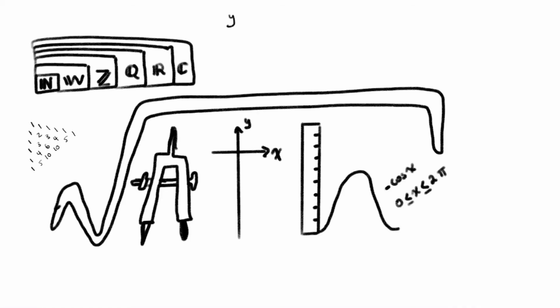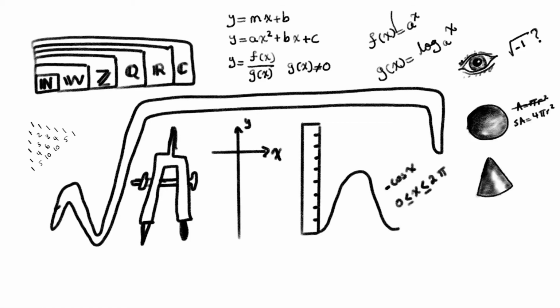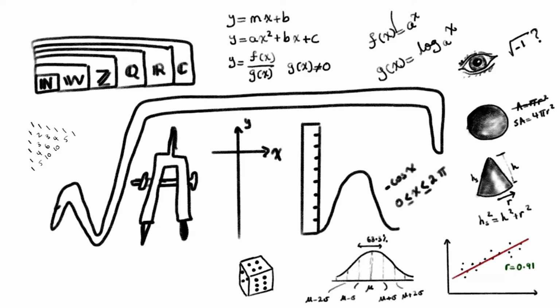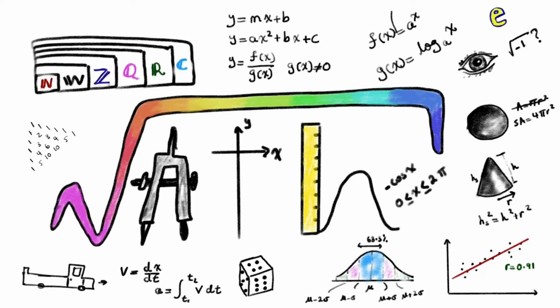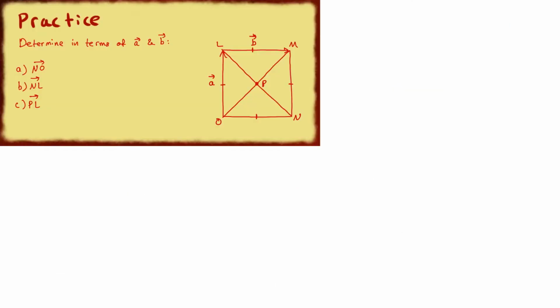Welcome to this video lesson, which is the full solution to the practice questions from the third vector video, which focuses on geometric operations. In this question, we are asked to determine the following vectors in terms of A and B. First of all, vector A originates at O and it goes to L, so that's this vector over here, and vector B originates at L and terminates at M, and that's this vector over here.